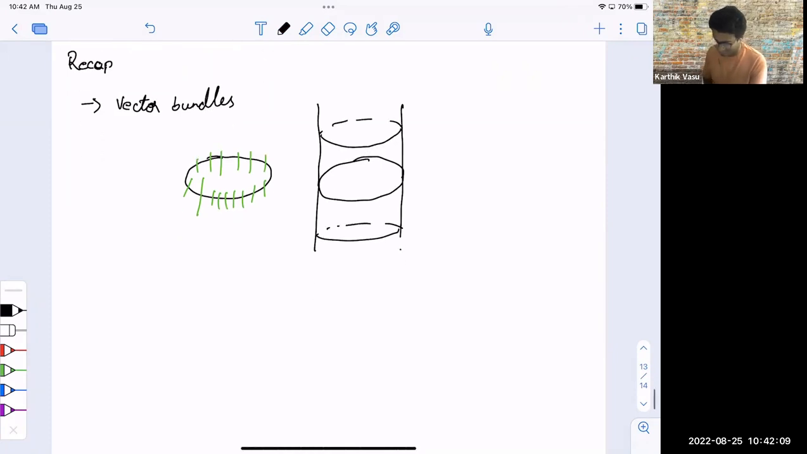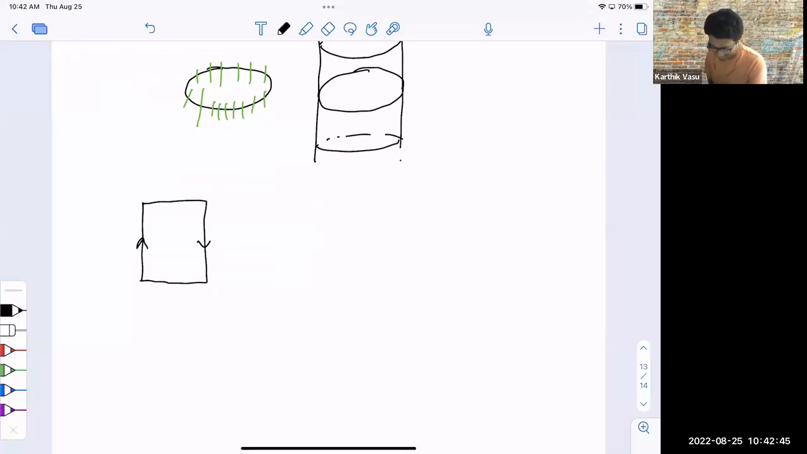This is one example. Then there was also the example of the Mobius strip. The Mobius strip was: you take a piece of paper like this, you identify these two ends in the opposite direction and glue them together. So it will close up and there will be a rotation. That will be the Mobius strip.